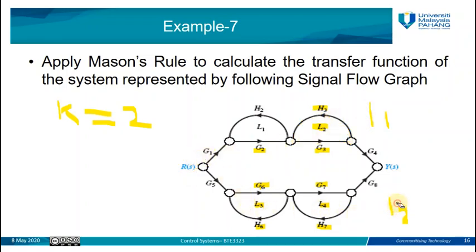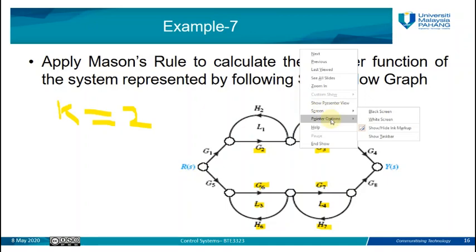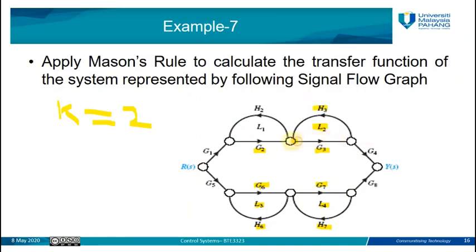We have 4 loops, L1, L2, L3, and L4, and we know the gain for each loop. Now, is loop 1 touching with loop 2? That means, is there any common node between L1 and L2? Yes, this node is common between L1 and L2. That means L1 is touching with L2. We cannot say they are non-touching. Is L3 touching with L4? Yes, because there is one node in common between them. So L3 is touching with L4.